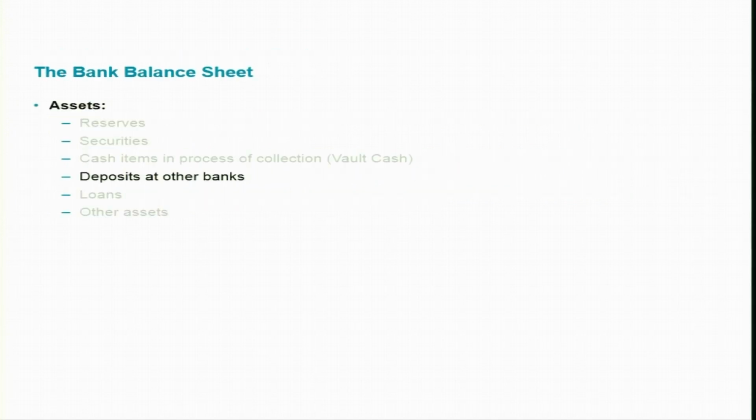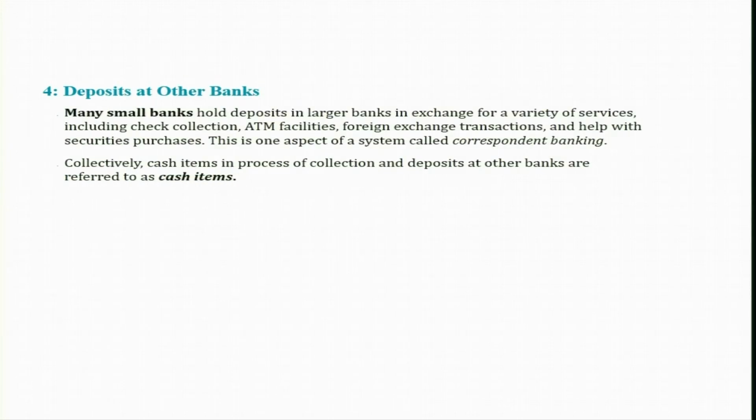The next item is called deposits with other banks. That means banks also keep deposits with many other banks. Many small banks hold deposits with larger banks in exchange for a variety of services, including check collection, ATM facilities, foreign exchange transactions and help with securities purchases. This is one aspect of a system called correspondent banking as well. Collectively, cash items in process of collection and deposits with other banks are referred to as cash items. So this is the fourth component.